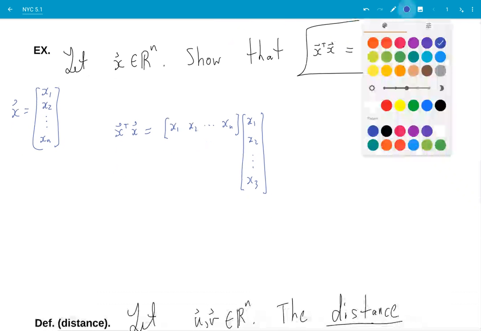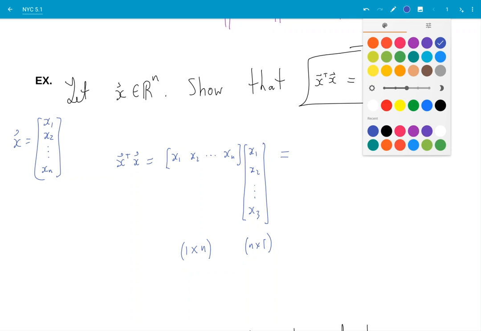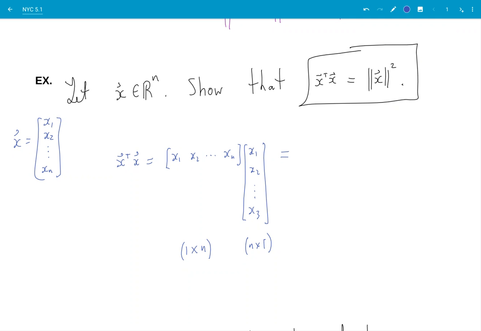Now we're doing matrix multiplication. This is 1 by n, and this is n by 1. So the answer is going to be a 1 by 1 matrix, which we will write as just a real number. And what do you get? Well, you do first row times first column, and you get this sum of squares here.